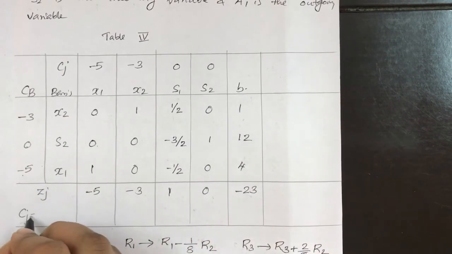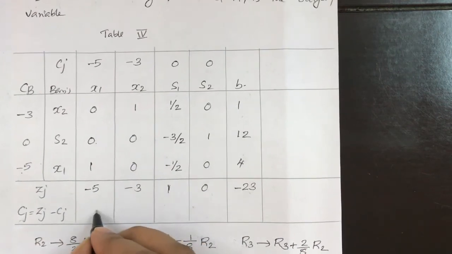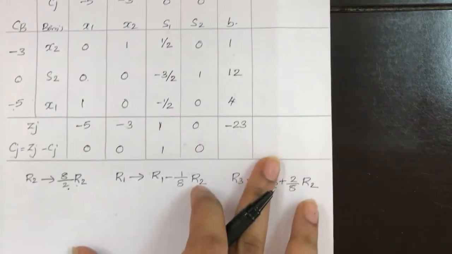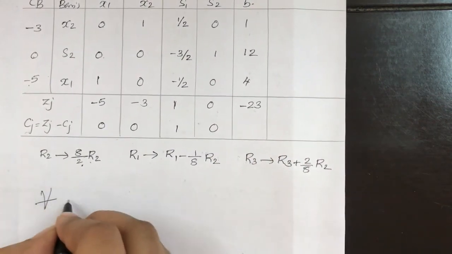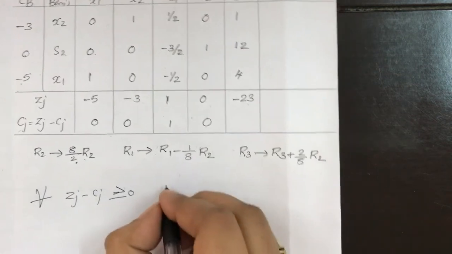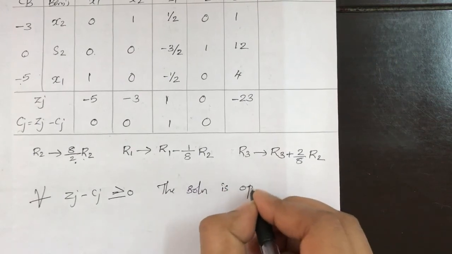Then Zj minus Cj: we will get by solving 0, 0, 1, 0. All Zj minus Cj values are positive. Since all Zj minus Cj is greater than or equal to 0, the solution is optimal.